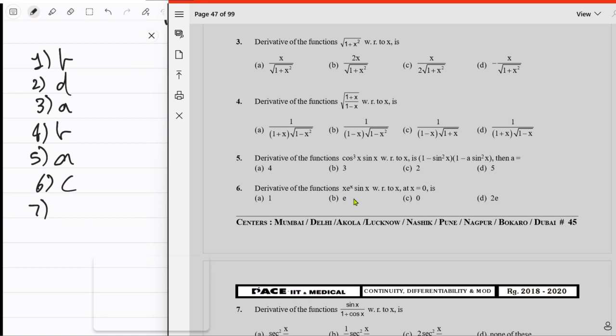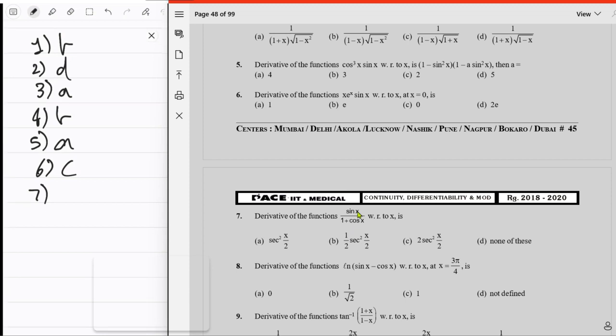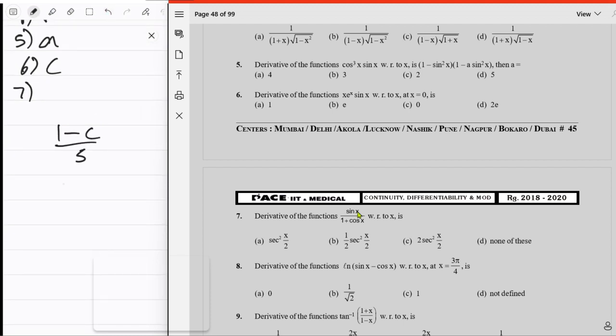Seventh. Seventh is the derivative of the function with respect to x of this function. Okay. Oh, first of all, you could actually simplify this. So multiply by 1 minus cosine x on top and bottom, we just get 1 minus c upon s, right? Which is like, I guess you could simplify it right away. You know what? No, let's skip all that and just do it the proper way.